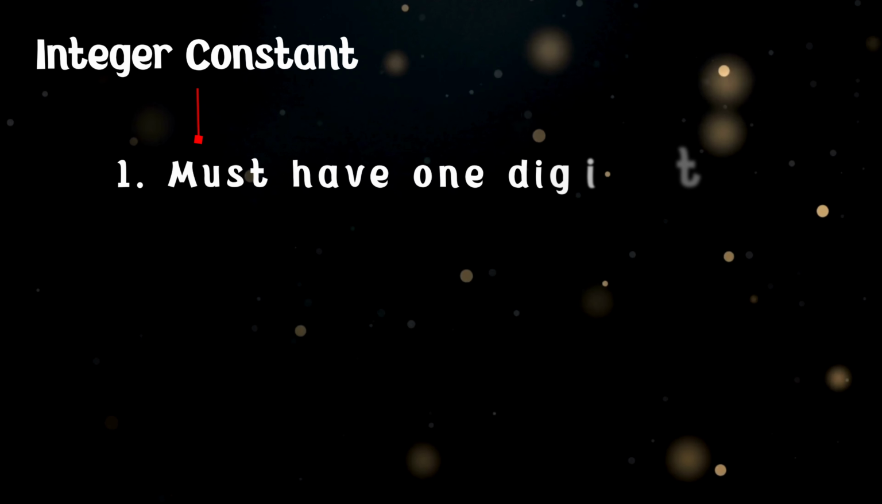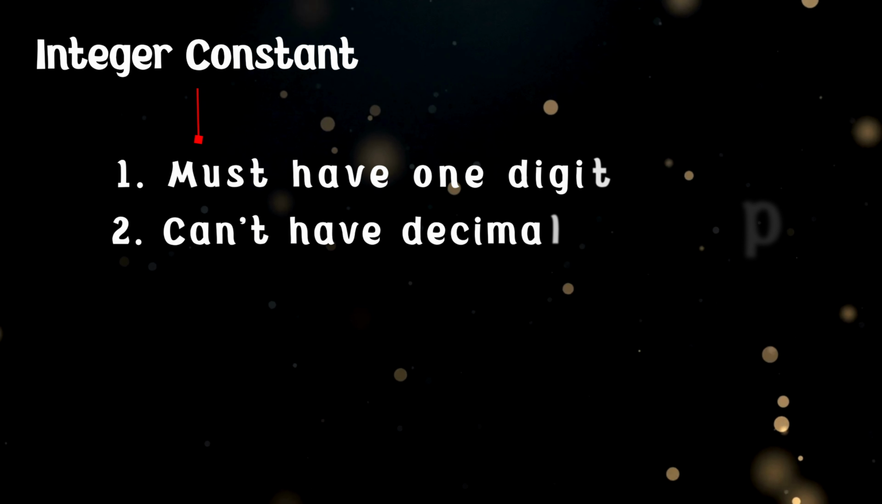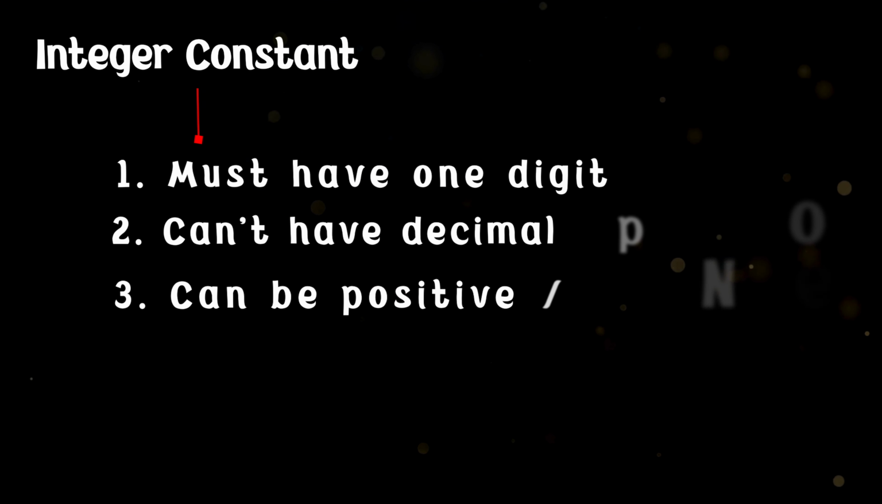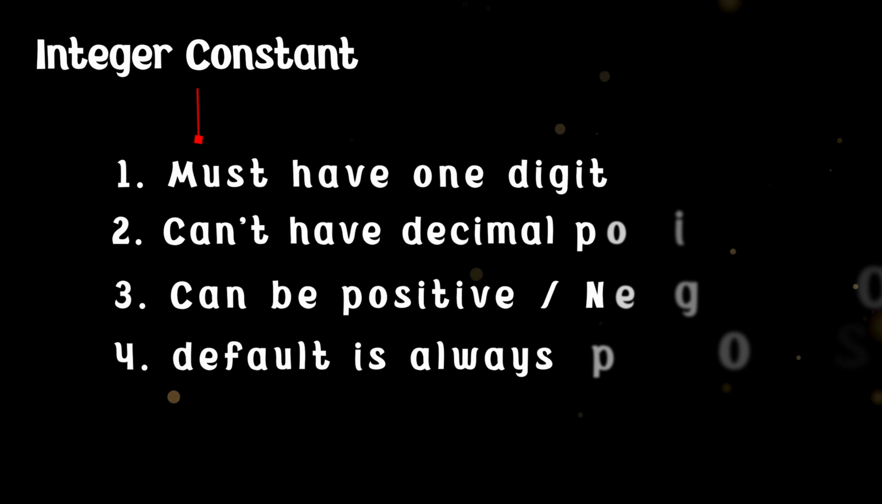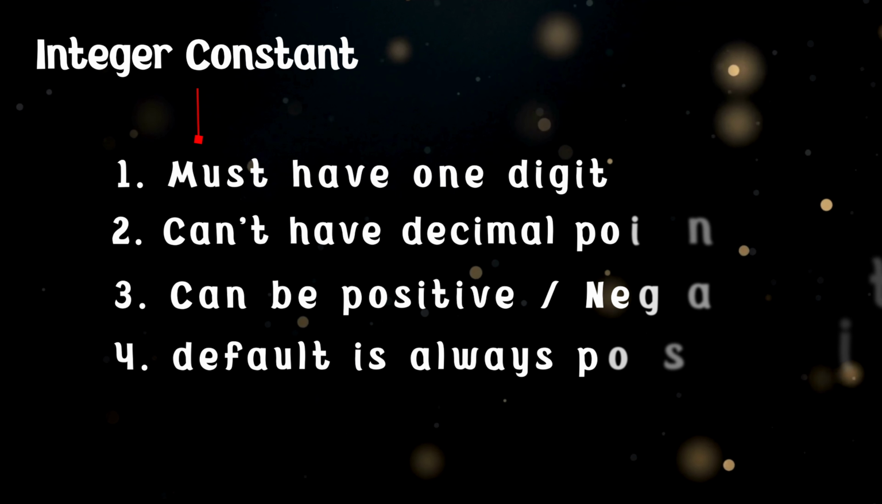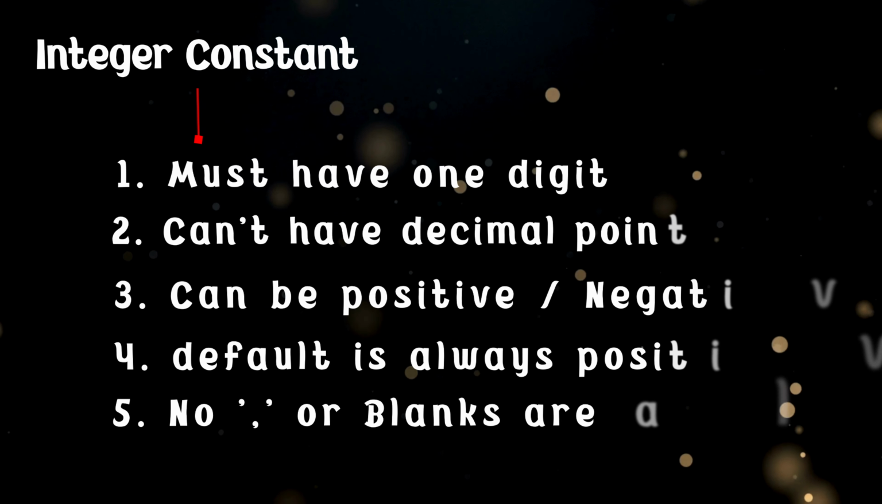These rules are: an integer constant must have at least one digit. It must not have a decimal point. It can be either positive or negative. If no sign precedes an integer constant, it is assumed to be positive. No commas or blanks are allowed within an integer constant.